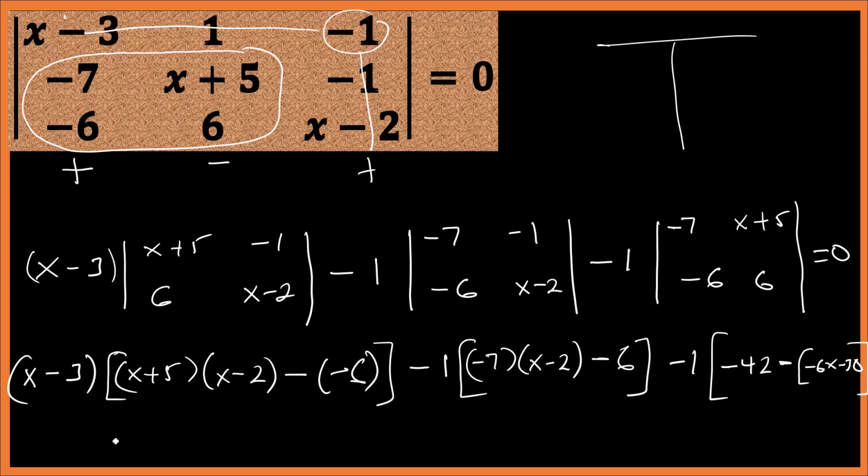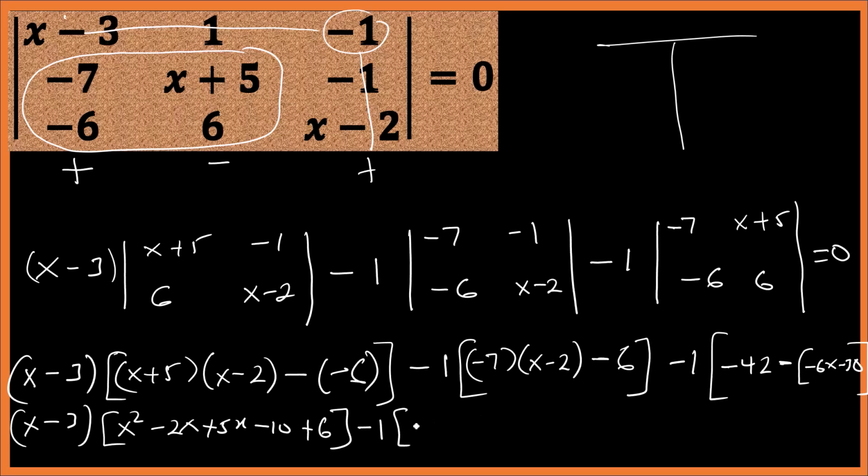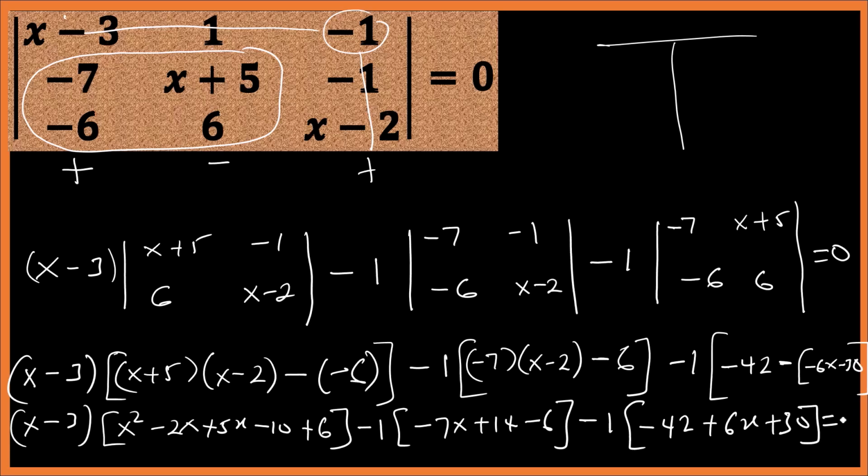So we have x minus 3. Let's look at the expansion here. x squared minus 2x, plus 5x minus 10, plus 6. Then minus 1, so this side will be minus 7x plus 14 minus 6, minus 1, so we have minus 42. This side will be plus 6x plus 30, equals 0.